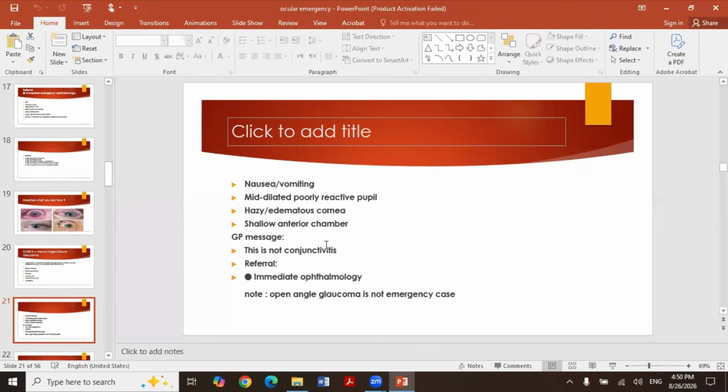The GP message, I want to hear from him: this is not conjunctivitis. I need you to come to see this case. Immediate ophthalmology referral. Open angle glaucoma is not an emergency case, though many cases come to emergency.